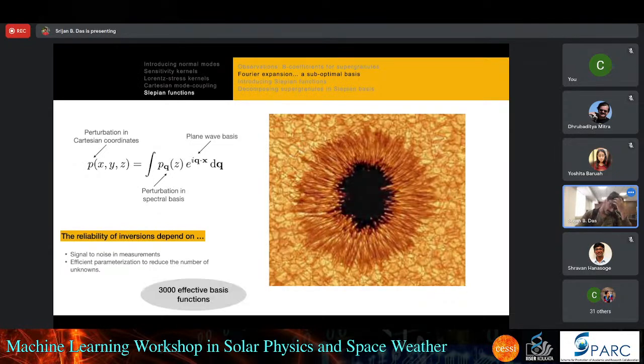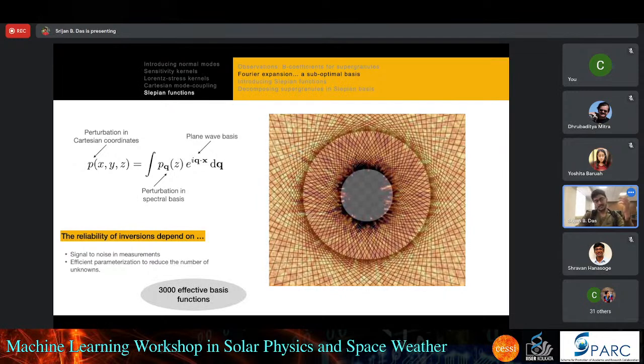Until now, in Cartesian mode coupling, people were using plane wave basis. So as you can see in this image on the right, the plane waves come from all directions, and all of these would make up this circular structure, which is, let's say, a sunspot. But then you would need some thousands of them to make up that entire structure.